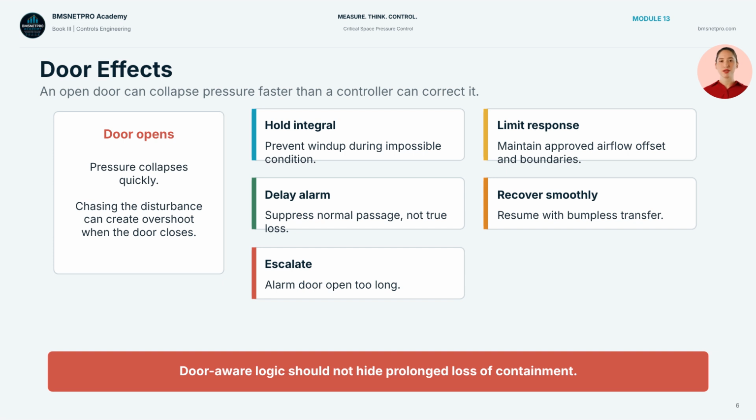Door effects are one of the main reasons critical space pressure loops become unstable. Opening a door can collapse pressure quickly. The controller cannot always maintain differential pressure against a large open doorway without excessive airflow. If the loop reacts aggressively, it may drive exhaust to a limit and then overshoot when the door closes. Door-aware logic may hold integral, limit response, suppress short nuisance alarms, resume smoothly after closure, and alarm a door that remains open too long.